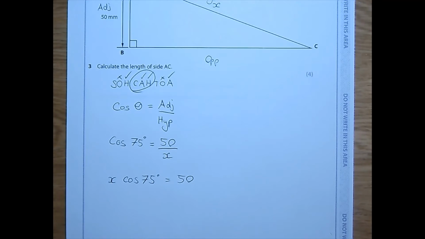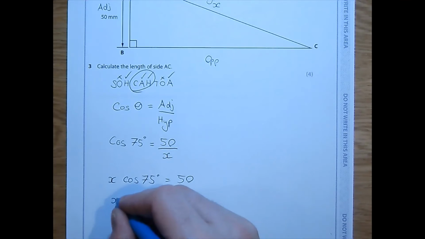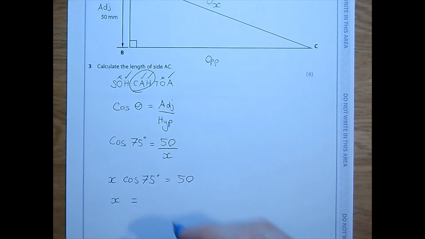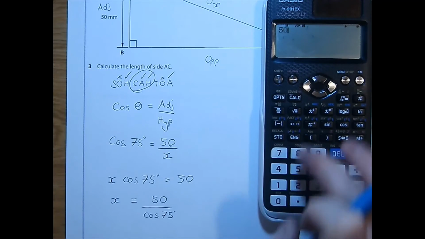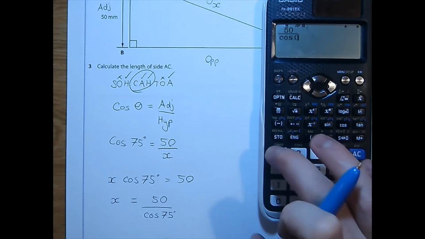Next, I'm going to divide both sides by cos 75, and that'll leave me with just x on the left, which is what we want. And over here, 50 is also being divided by cos 75 degrees. Putting that into my calculator, 50 divided by cos 75.